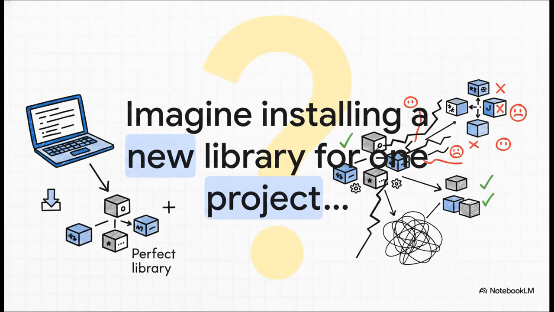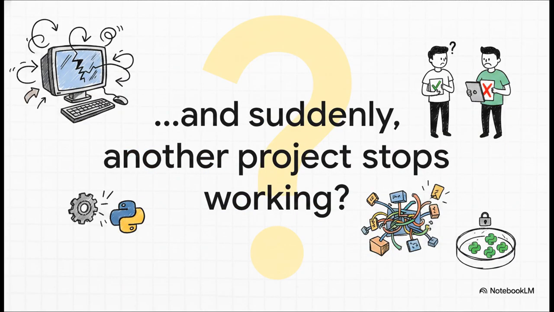So, I want you to picture this. You are so excited about a new project. You find this perfect library online. It's going to add all these powerful new features. You install it. Everything's working beautifully. You are feeling like an absolute coding genius. But then, you switch back to an older project, right? One that was running perfectly just yesterday, and it breaks. Total chaos. Or maybe even worse, your new app works perfectly on your machine, but the second you send it to a friend or a colleague, it just crashes instantly on theirs.